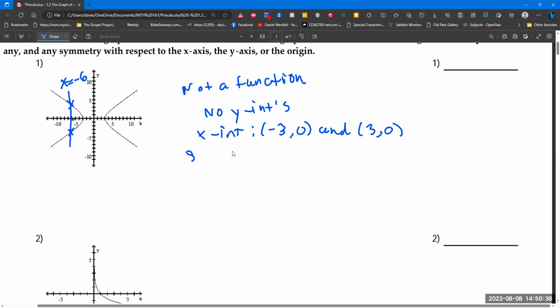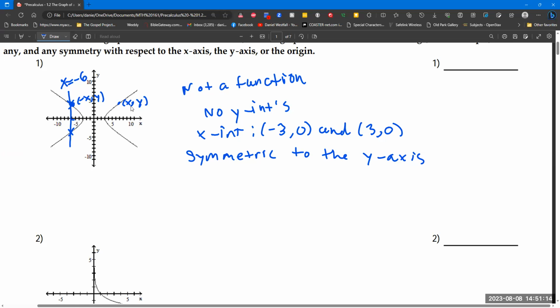It is symmetric to the y-axis. If I put a mirror on the y-axis, the reflection of the piece on the right would look like the piece on the left, and vice versa, because every point over here, x, y, has a corresponding point over here, -x, y. That's what y-axis symmetry is.